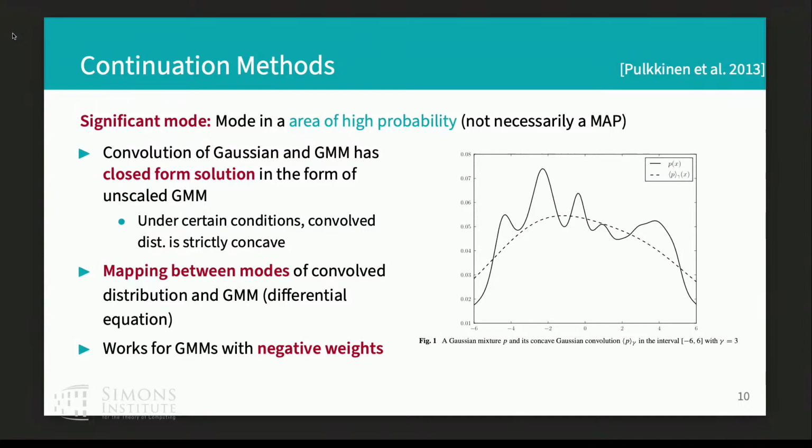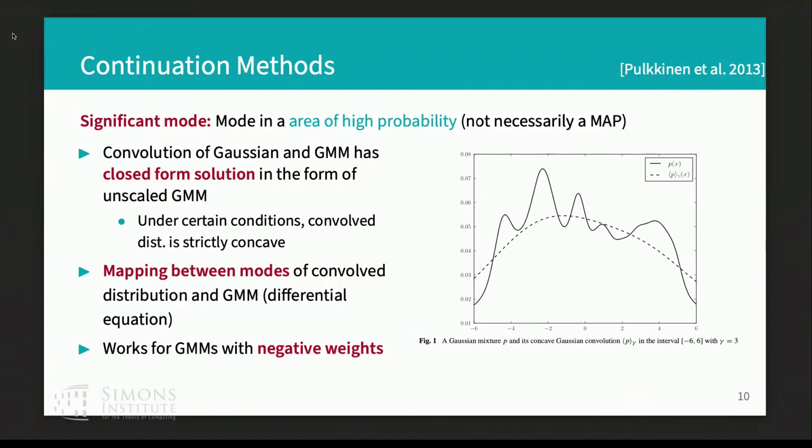And the idea is that if you do this properly, then you can prove that you can find a mode in an area of high probability, which is what they call a significant mode. So not necessarily does the mode have high density, but it's in a neighborhood of high probability. For instance, this guy here is probably in an area of high probability. If you draw a ball around him, it has most of the mass of the density, but it's not a very high density mode. So that's the kind of idea.